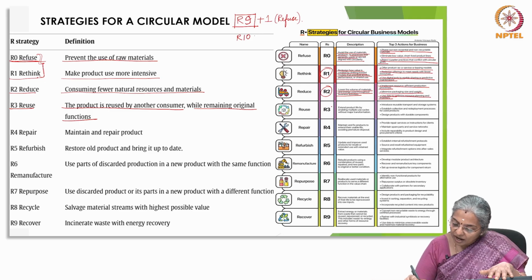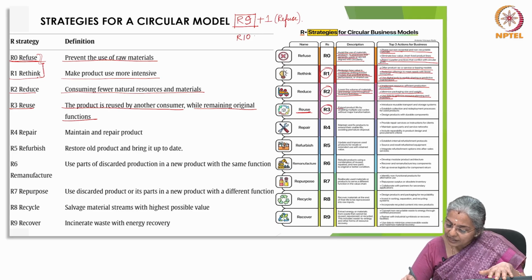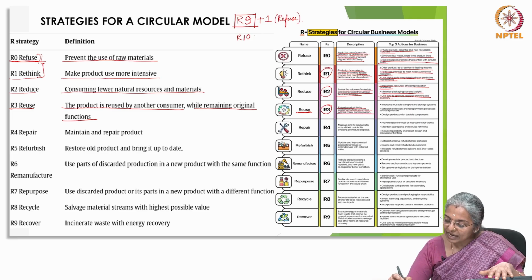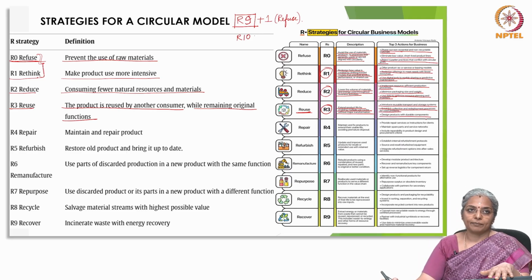Whereas for R3, which is reuse, it means we extend the product life by enabling multiple use cycles without major transformation, and this can be carried out if we introduce reusable transport and storage systems and establish collection and deployment processes for used products. Also, we can design products with durable components.